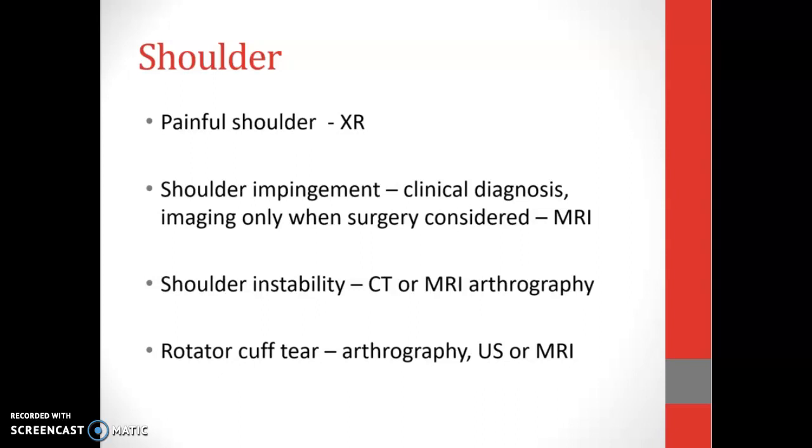In relation to the shoulder, if you have a patient coming with shoulder pain, you're going to think X-ray first. That's your first diagnostic factor. If you suspect shoulder impingement, looking at it from a clinical diagnosis, you wouldn't normally be requesting imaging for a shoulder impingement. Normally, if they are going down the pathway of surgery, then you'd be looking more at the MRI because you're thinking about the soft tissue visualization, and CT is not as good at showing soft tissue as it is bone. But only when surgery is considered would you want to be doing an MRI for the shoulder.